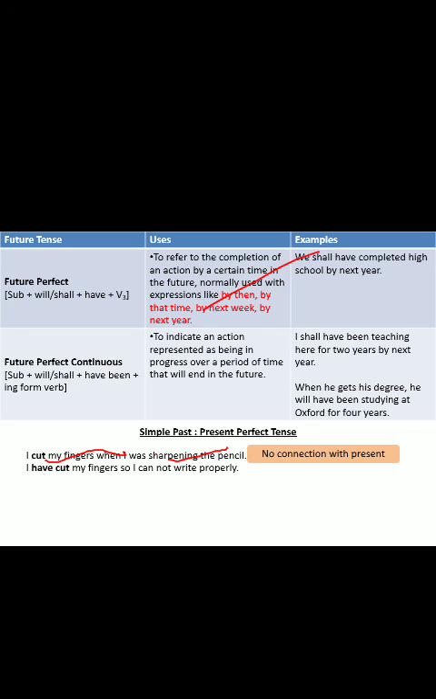But in the second sentence, I have cut my fingers so I cannot write properly. In this sentence, due to the cutting of my fingers, I cannot write properly in the present time. So here we have some connections with the present.